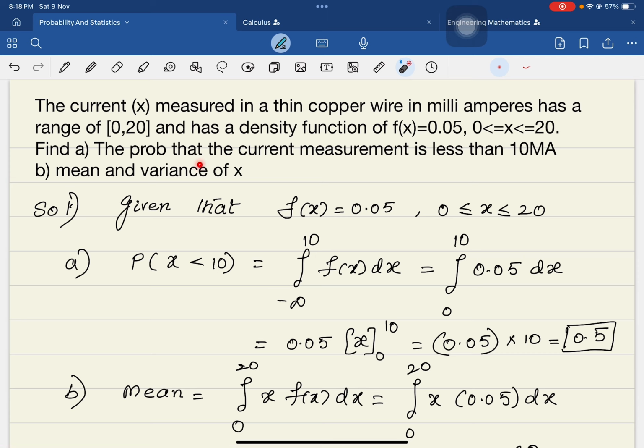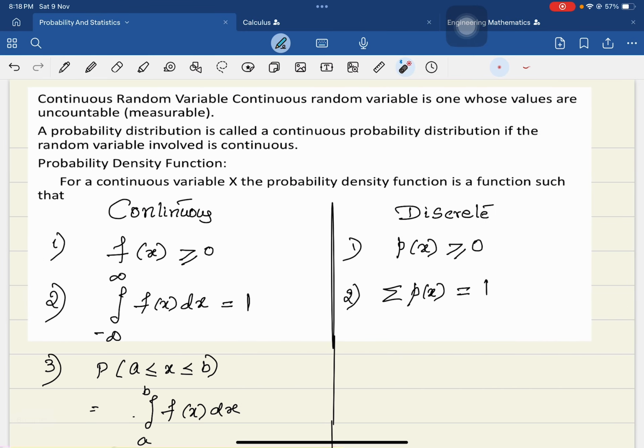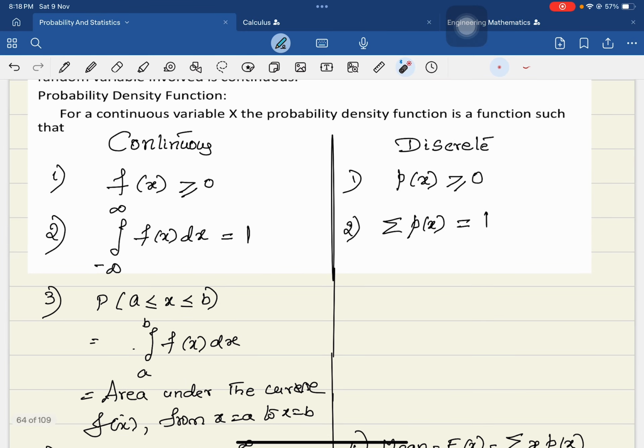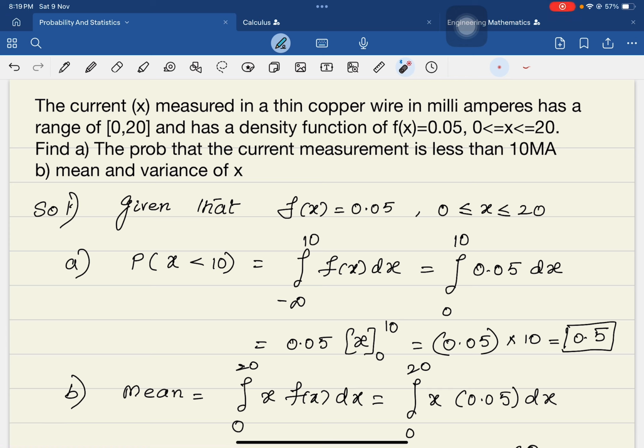He has asked in this question for the probability that the current measurement is less than 10 milliamperes. So probability of x less than 10: the definition of probability is the integral of f of x dx from minus infinity. But in minus infinity to infinity, is the function defined? No, right? The function is defined only from 0 to 20. But we need only from 0 to 10.